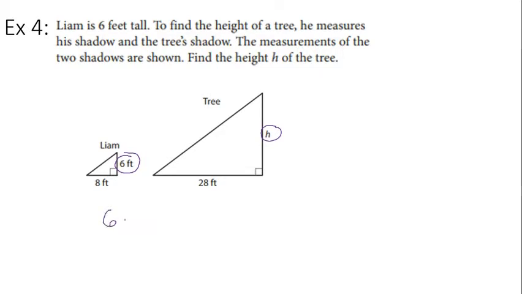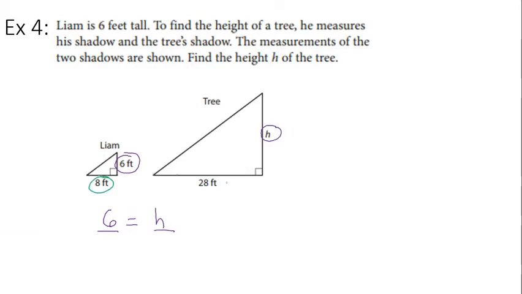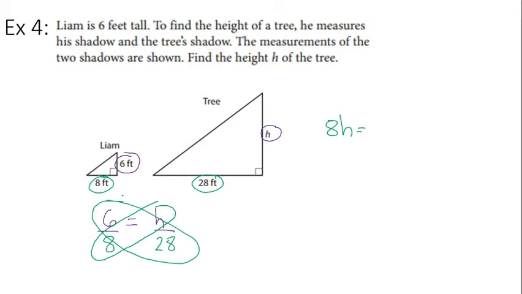So I'm going to say 6 equals h, over. And I know that 8 and the 28 go together. So these are the two proportional sides. So it'd be 8 and then 28. So here I have my proportion, my two ratios. So I'm going to, again, cross multiply. H times 8 gives me 8h. And I'm going to take 28 times 6. I'm going to multiply those two together. That gives me 168.